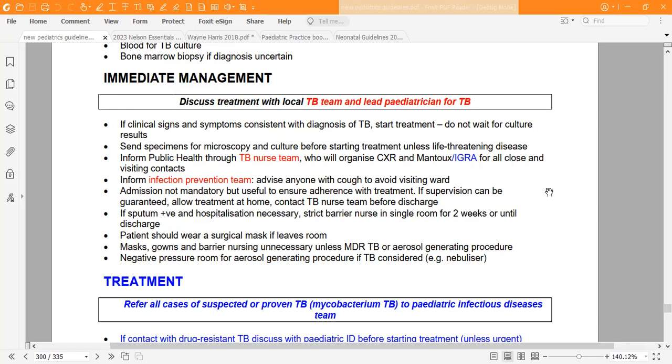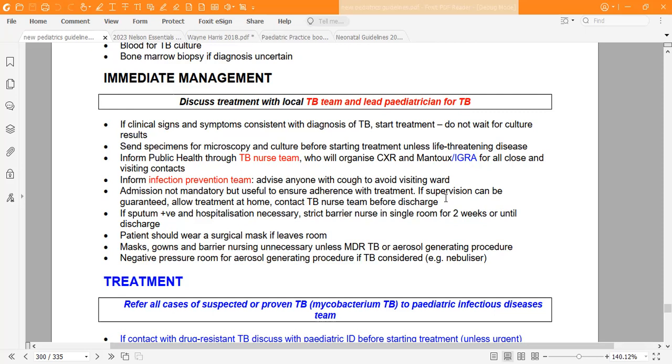So this patient will have only one single nurse who is nursing him. This nurse cannot share this duty with other patients. She cannot visit other rooms or other cubicles. So that's infection control, which is very important in this type of infection, for 2 weeks. Okay, the patient should wear a surgical mask if he leaves the room.